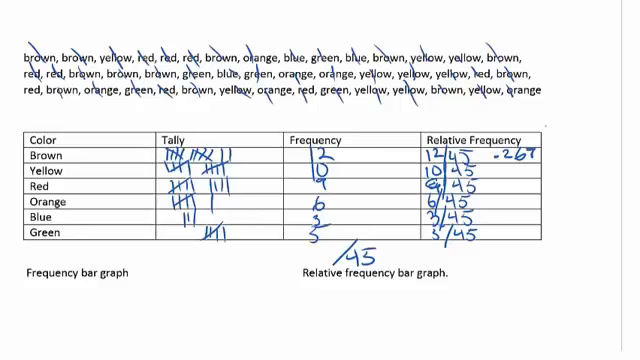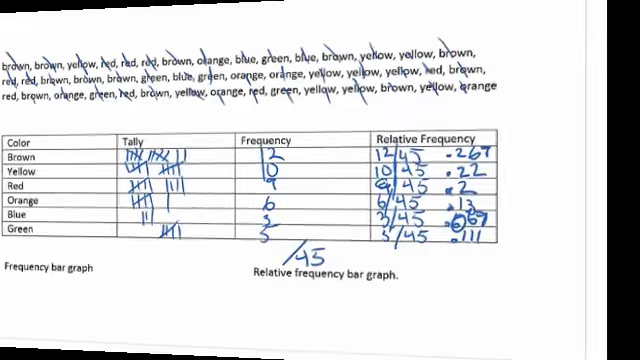And I'm just typing this in a calculator. So 0.22, 0.2, 0.13, 0.067, and 0.111.